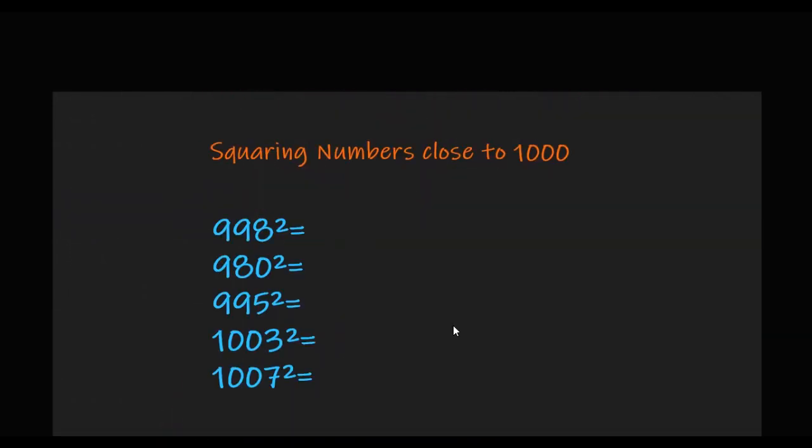Yeah. So the next procedure, I want to show you how to square numbers that are close to 1000. Like numbers close to 100, the procedure remains the same. So if you're given 998 to square, you look at the difference. What's the difference between 998 and 1000? The difference there becomes 2.